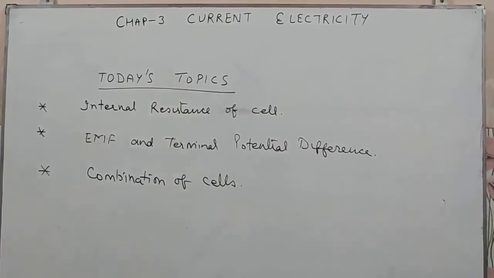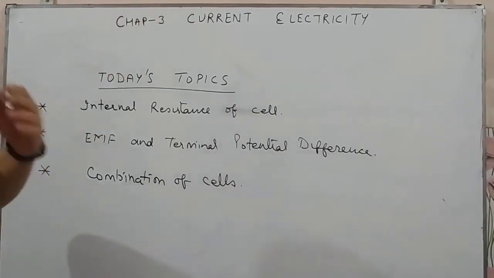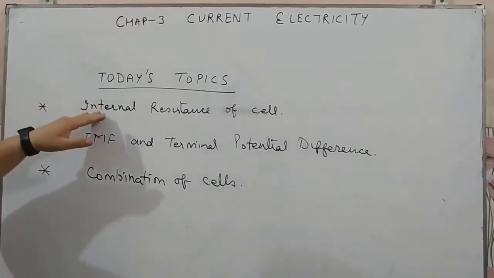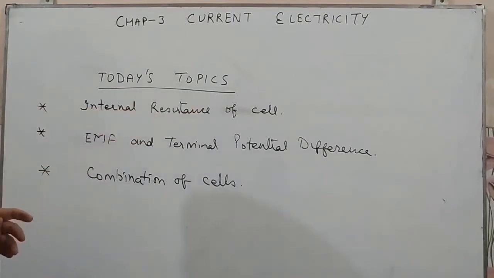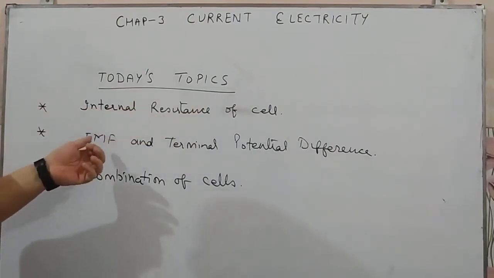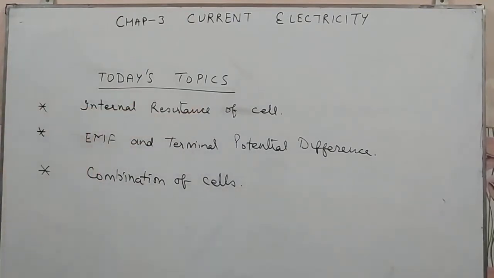Now, today we are going to discuss the topics of the chapter current electricity. The topic names are internal resistance of a cell. Then we'll discuss the EMF and terminal potential difference. And in the end, we'll discuss the combination of cells. It consists of series combination, parallel combination and mixed combination. And also see how the maximum current can be drawn from a cell.